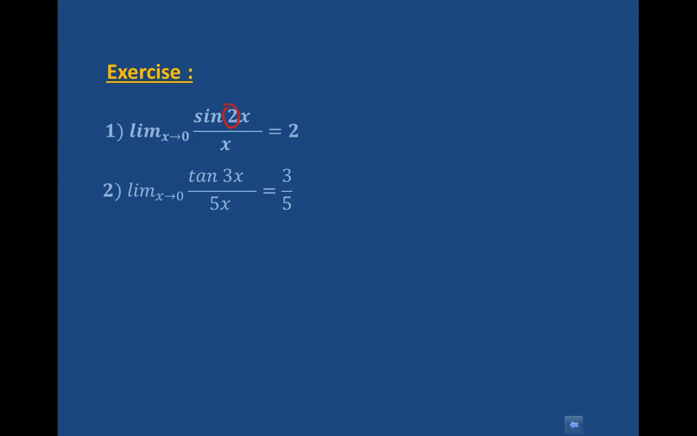Limit when x tends to 0 of tan 3x over 5x equals 3 over 5. Limit when x tends to 0 of sine 2x over 5x. This value equals 2 over 5 directly.